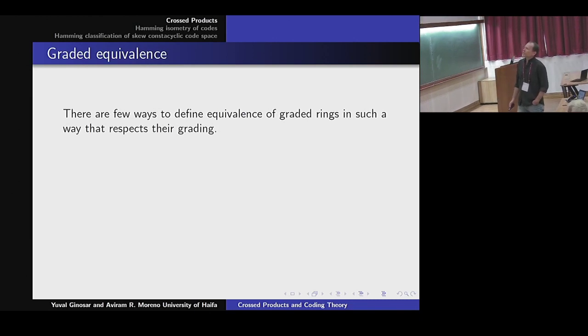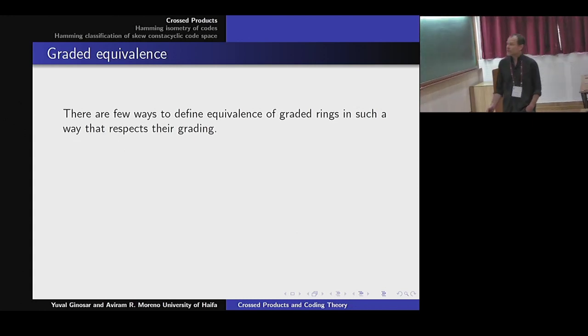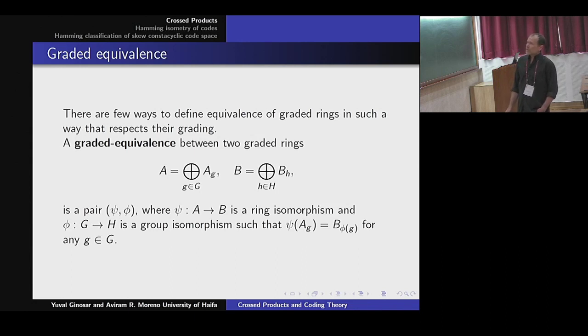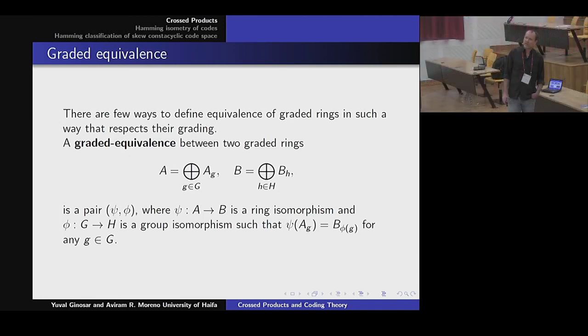There are a few ways to define equivalence of graded rings in such a way that respects their gradings. A graded equivalence, this is one of those, which is important to me now in this talk. A graded equivalence between two graded rings is a pair (psi, phi), where psi is a ring isomorphism between A and B. Phi is a group isomorphism such that psi of the g-homogeneous component of A is exactly the phi(g) component of B for every g.